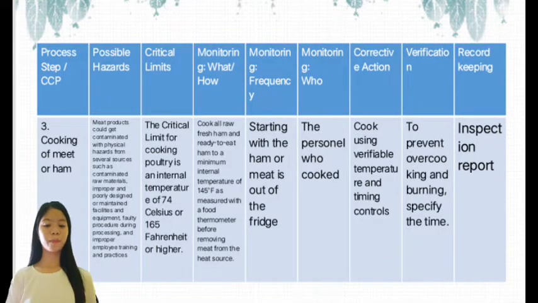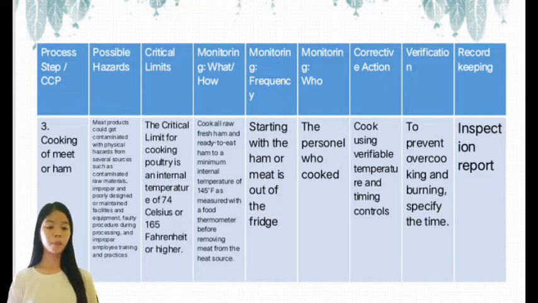Number 3: cooking of meat or ham. Possible hazard: meat products could get contaminated with physical hazards from several sources such as contaminated raw materials, improper and poorly designed or maintained facilities and equipment, faulty procedures during processing, and improper employee training and practices. Critical limits: the critical limit for cooking poultry is a temperature of 74 Celsius or 165 Fahrenheit or higher.